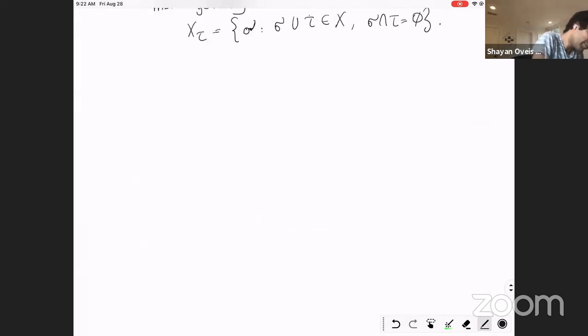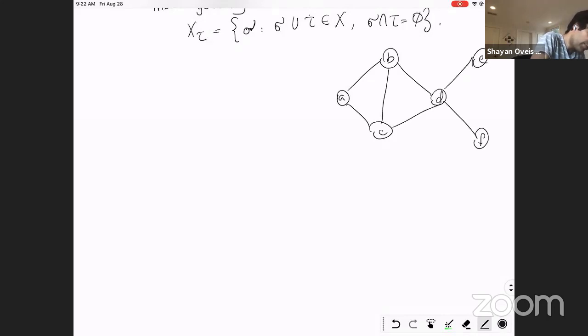So actually, let me draw the same graph again. So it was A, B, C, D, E, F. So remember, we had a uniform distribution over faces, and that gave me a distribution over edges, which was 2/9, 2/9, 1/9, 1/9, 2/9.